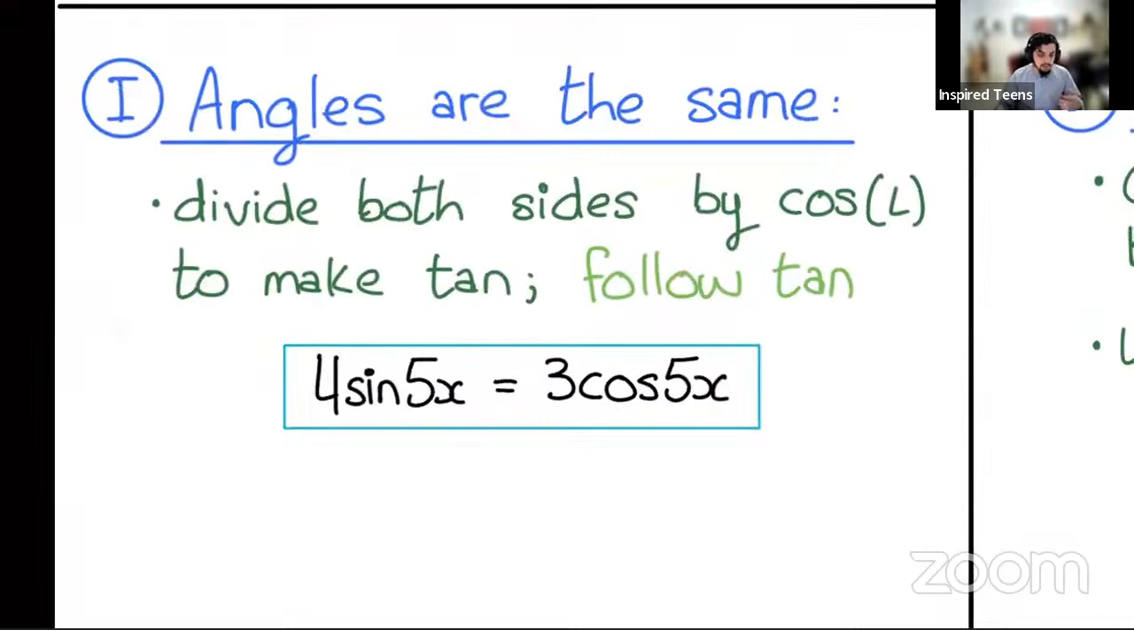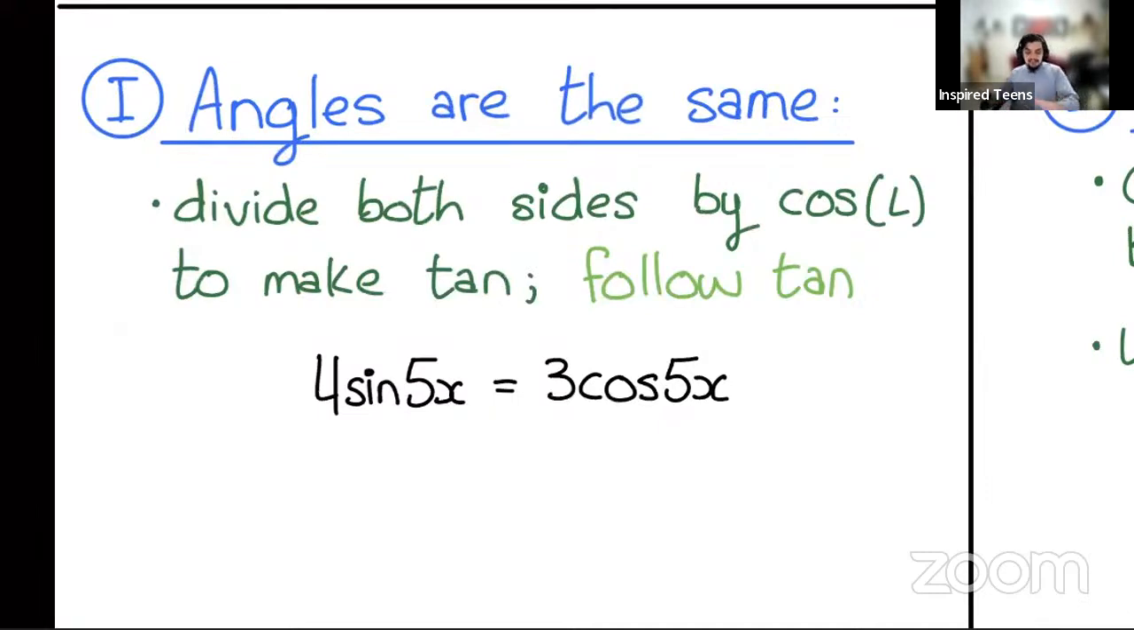So now let's do each one individually. Let's say we have this question: 4 sine 5x is equal to 3 cos 5x. So we follow our first step. Number 1 is to check if the angles are the same. If we look at our equation, we can see, oh yes, indeed, the angles are the same. We have 2 different trig ratios, but with the same angle, 5x and 5x. So now we solve accordingly.